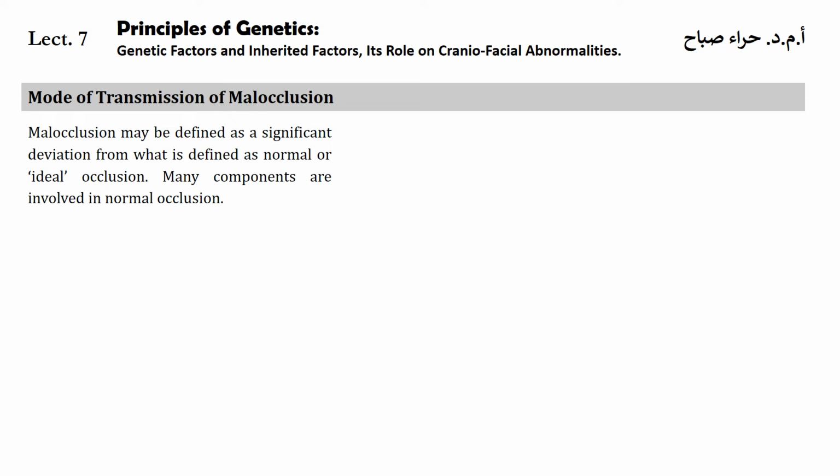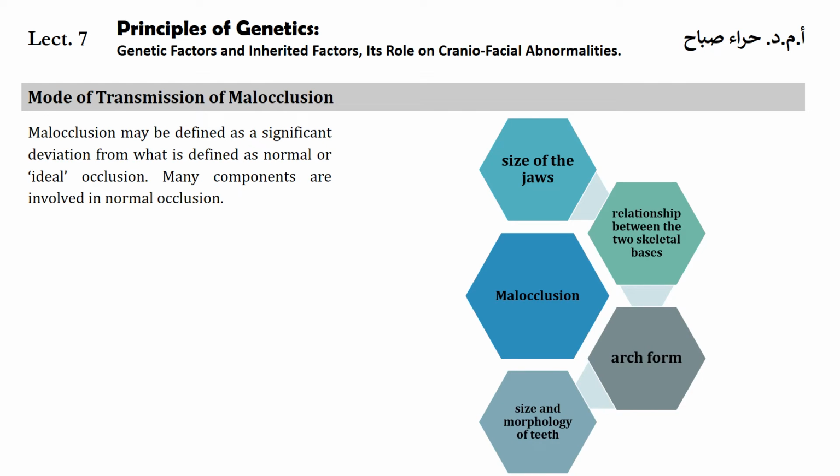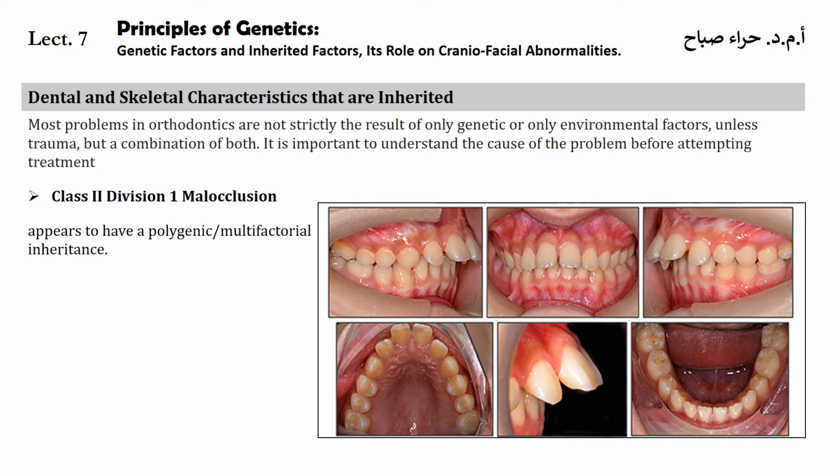Mode of transmission of malocclusion. Malocclusion may be defined as a significant deviation from what is defined as normal or ideal occlusion. Many components are involved in normal occlusion, including the size of the jaws, the relationship between the two skeletal bases, the arch form, the size and morphology of the teeth, the number of teeth present, and the soft tissue morphology and behavior including lips, cheek, and tongue. So the dental and the skeletal characteristics could be inherited by genetics.